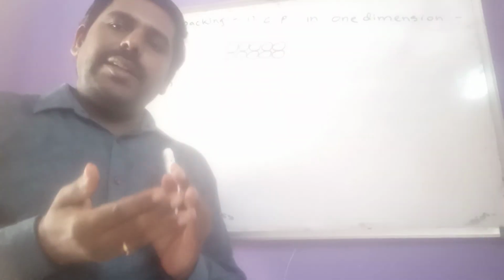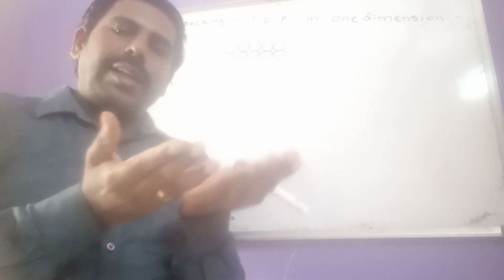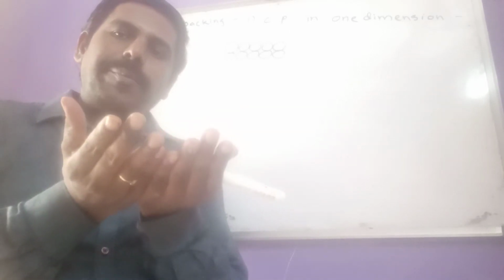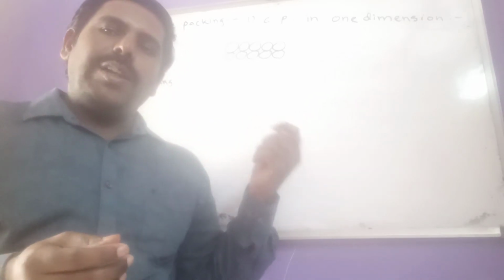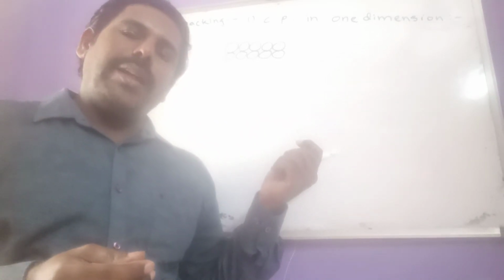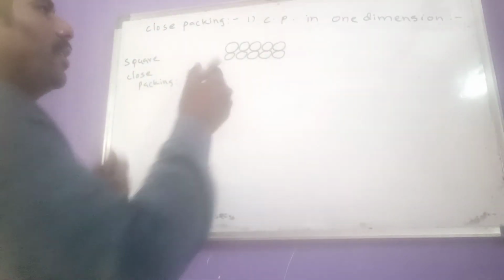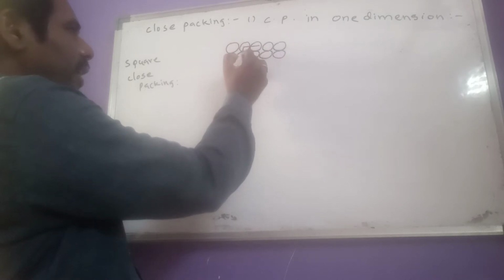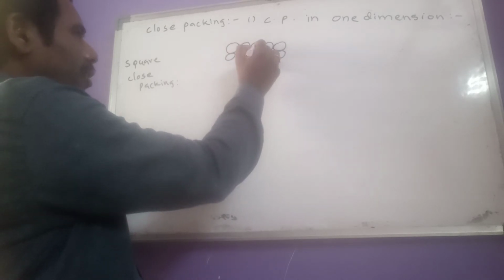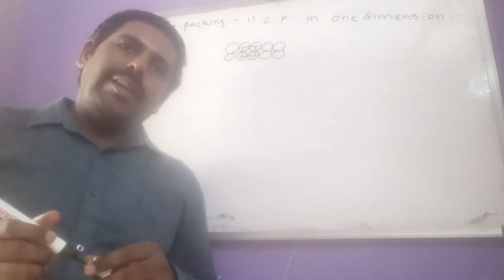If the second row spheres are placed exactly adjacent to the spheres of the first row, that will give which type of arrangement? Square close packing arrangement. So if you join these centers, it looks like a square. So it is said to be which one here?